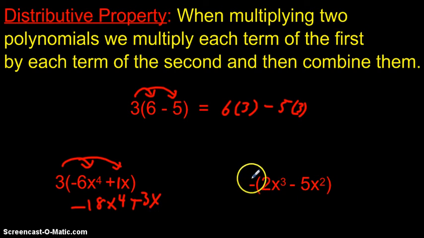And over here we actually have a negative, which really means negative 1, which a lot of people make a mistake with. So negative 1 times 2x to the third is negative 2x to the third, and negative 1 times negative 5x squared is positive 5x squared. Okay, so those are just a bunch of review things that we'll be looking at as we go through the polynomials unit. Thank you very much.